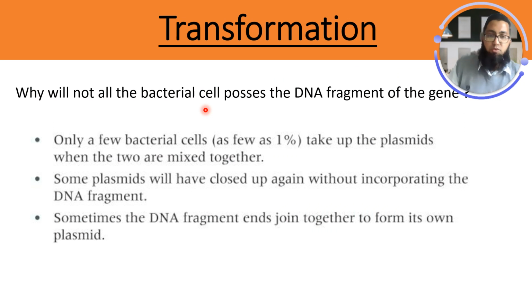So there are a few reasons why only 1% enters, right? Number one is some plasmids will have closed up again. So the plasmid that was cut by which enzyme? Restriction endonucleases. It can sort of close back on itself. So that is not good. So you have your plasmid again, and it's not recombinant. And the other thing is the DNA fragments can basically join together as well to form their own loop, their own plasmid.